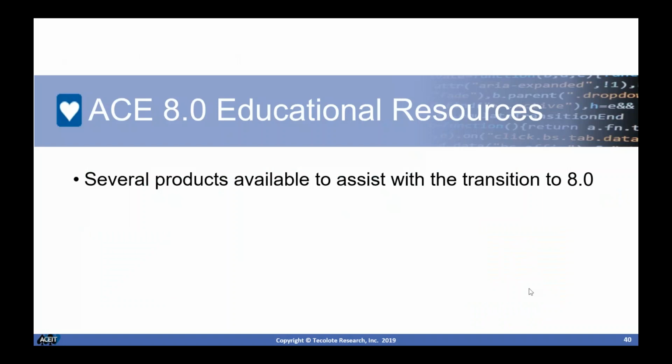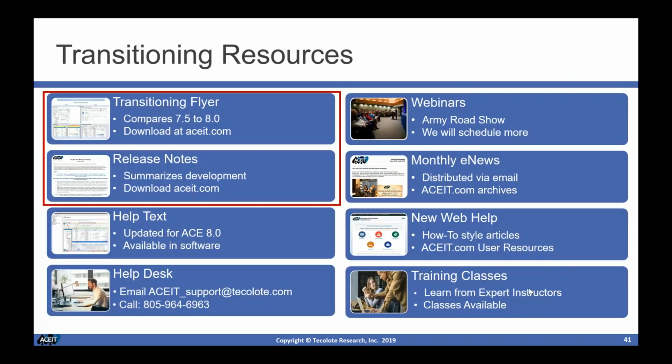As far as the education of helping to transition yourself or your organization from 7.5 to 8.0, we're offering a series of resources to help you do that. The two main things that I recommend that you look at are, first, our transitioning flyer. This is available on our website. You can download it off of ACEIT.com. What we've done with this flyer is show side by side what something looked like in 7.5 and what it now looks like in 8.0. That will help you make quick references from what you know in the software in 7.5 to see where that is in 8.0.